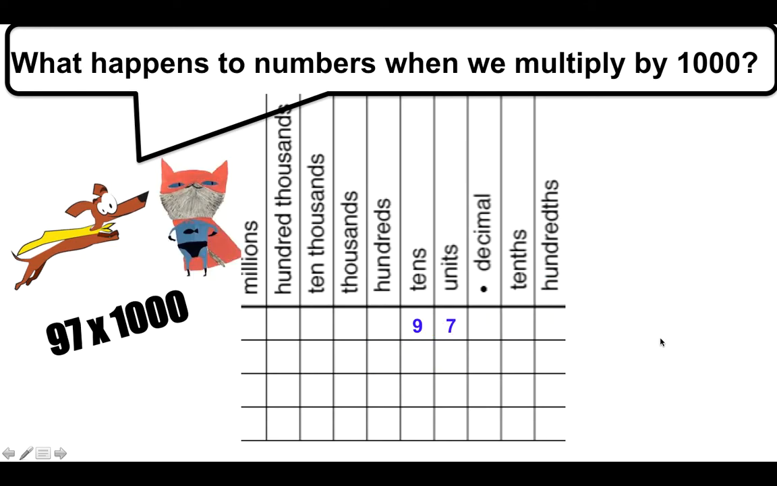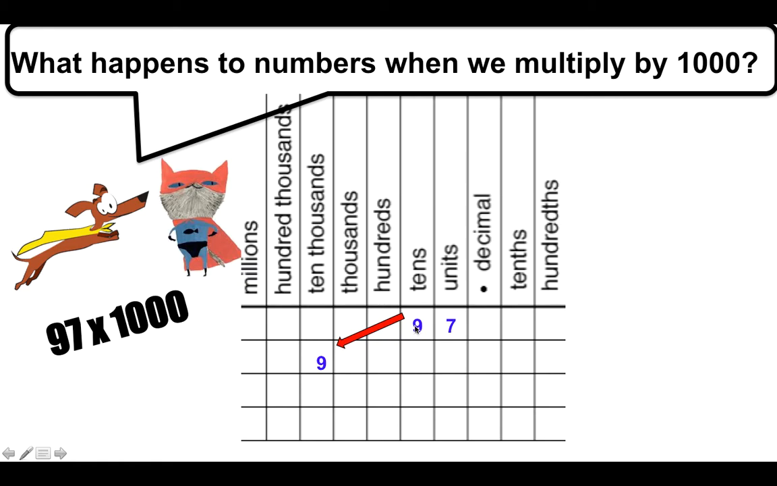Here's our third example. I'm sure you can guess what's going to happen here. Super Salchicha and Super Cat want to know what is 97 times 1,000. So we know to multiply by 10, we need to move one place to the left, and to multiply by 100, we need to move 2 places to the left. This time we've got 1,000, so this time we need to move, you guessed it, 3 places to the left. So let's see what happens to our 97.